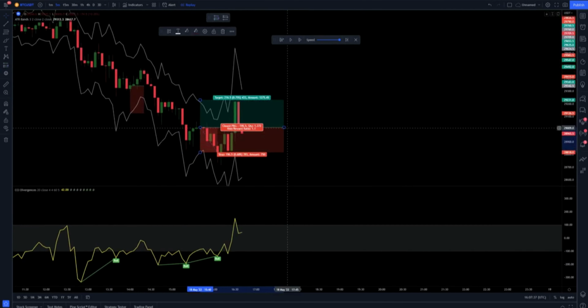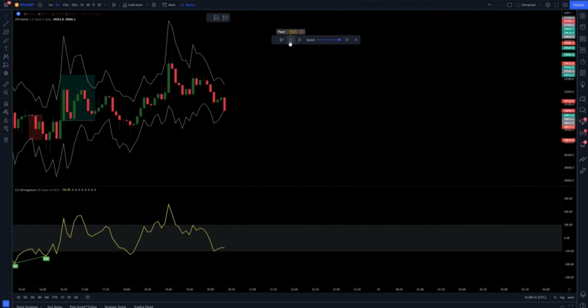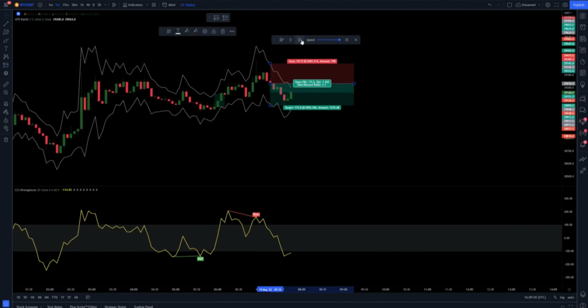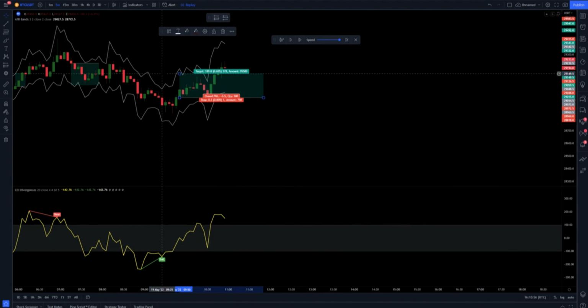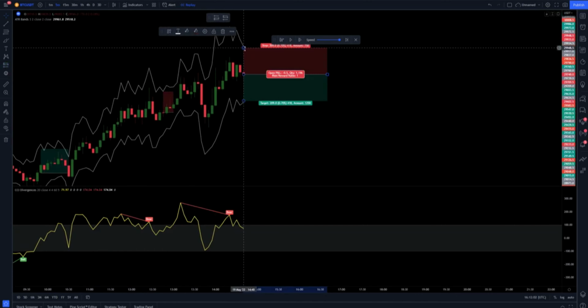Also, context matters. A bullish EMA crossover happening just above a key support level, that's a confluence setup. It adds layers of conviction. Smart traders never use crossovers in isolation. They use them in context with structure, volume, and confirmation tools like the CCI.